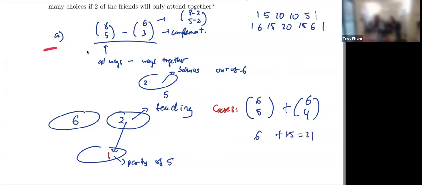So the answer to A, not that I care for the final answer, this is fine. It's 21. Well, is this 21 too? Let's verify, right? 6 choose 3, 6 choose 1, 6 choose 2, 6 choose 3, right? So 6 choose 3 is 15.